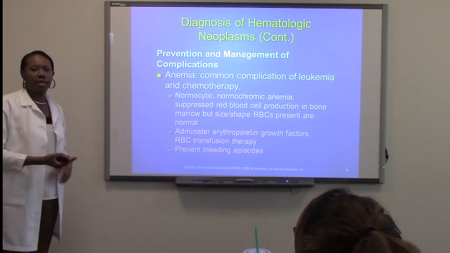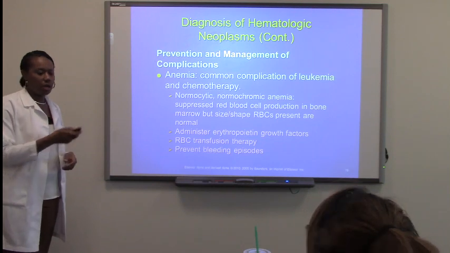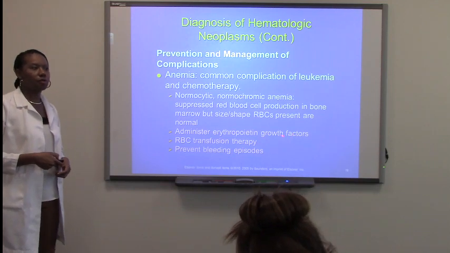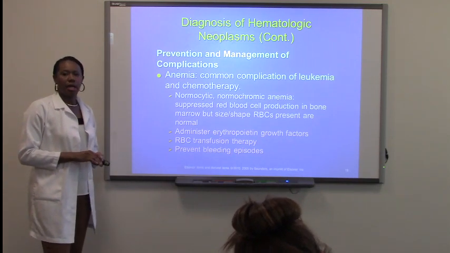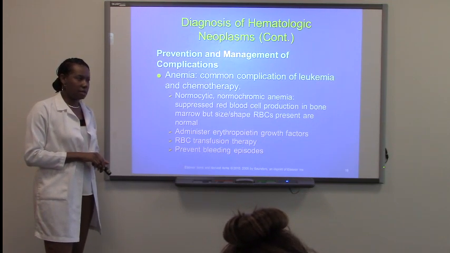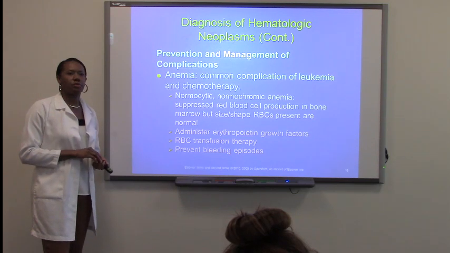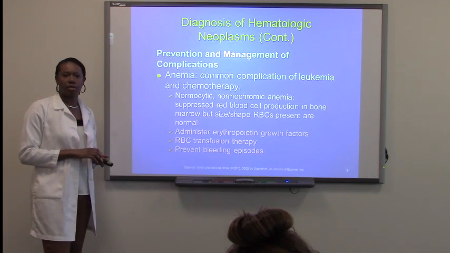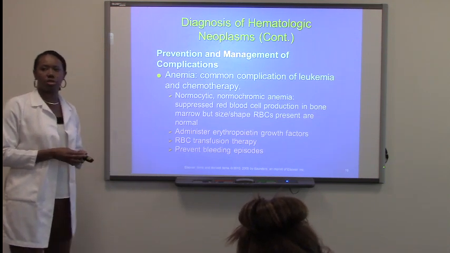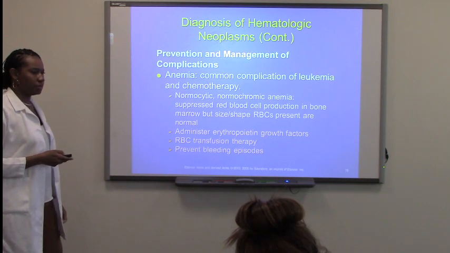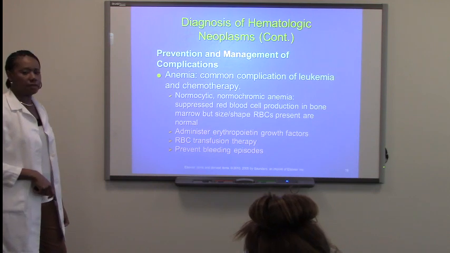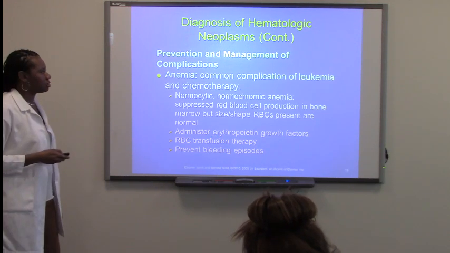Now, how do you treat an anemia in a patient that has cancer? The way you do this is by giving them erythropoietin growth factors. And what is erythropoietin going to do? It will stimulate red blood cell production, if you remember that from maybe anatomy. And where is it normally secreted from in our bodies? Very good, the kidneys. The kidneys secrete those erythropoietin red blood cell growth factors. They can also give them red blood cell transfusions if needed, and anything else to prevent the bleeding.